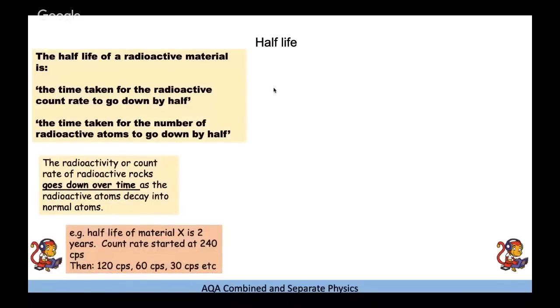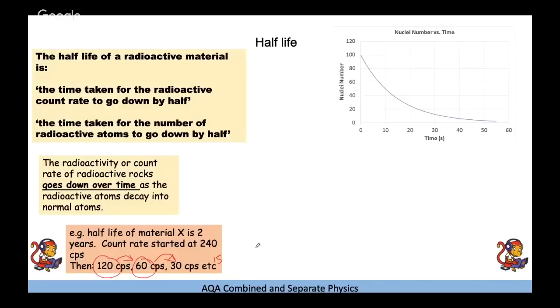So let's have a look at the half-life of a material. Let's say material X has a half-life of 2 years. The count rate starts at 240 counts per second. That's CPS there. Now, after 2 years, it's going to go down to 120. After another 2 years, it's going to go down to 60, noticing it's going down by half. Then after another 2 years, it goes down by half again. Then the next one will be 15. Now, that could be one of the skills, working out what the count rate would be after a certain number of years. Just halve it each time and count how many times it's halved.